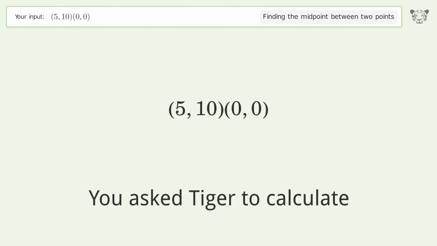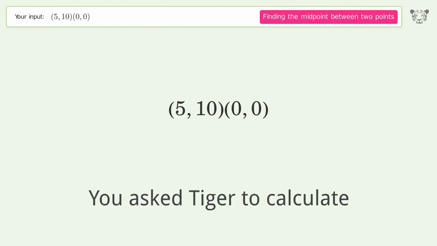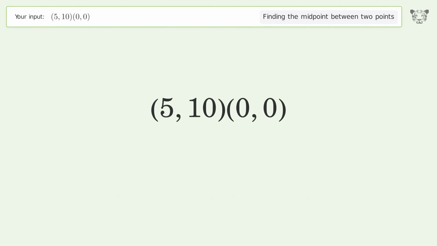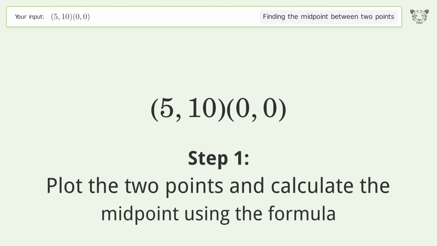You ask Tiger to calculate. This deals with finding the midpoint between 2 points. The midpoint between the 2 points is (2.5, 5). Let's solve it step by step. Plot the 2 points and calculate the midpoint using the formula.